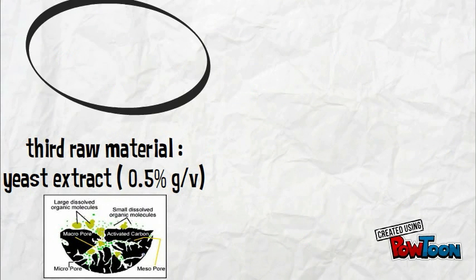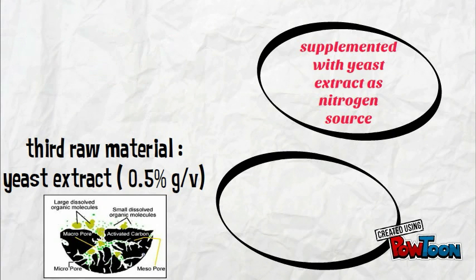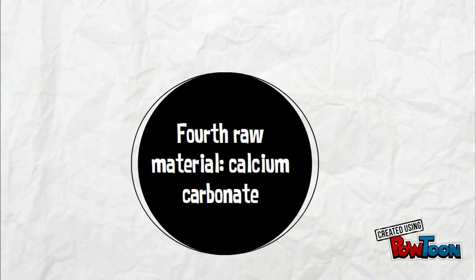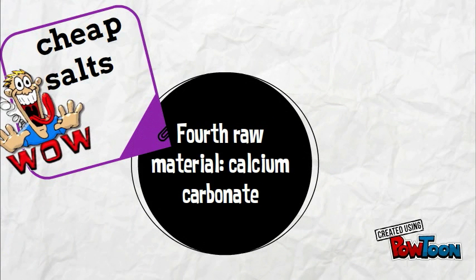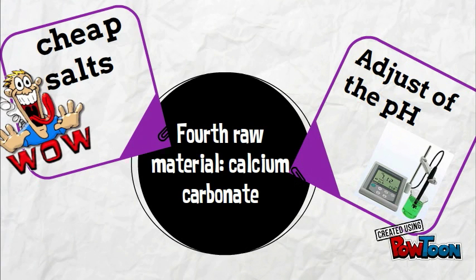The third raw material is yeast extract. Liquid pineapple waste has little nitrogen and soluble protein, therefore the substrate must be supplemented with yeast extract as a nitrogen source. The carbohydrate-containing medium has been enriched with yeast extract to achieve the optimal growth conditions for the nutrient demand of lactic acid bacteria. The fourth raw material is calcium carbonate. Calcium carbonate is usually the least expensive of the salts available for the purpose. It functions to adjust the pH of the fermentation broth.